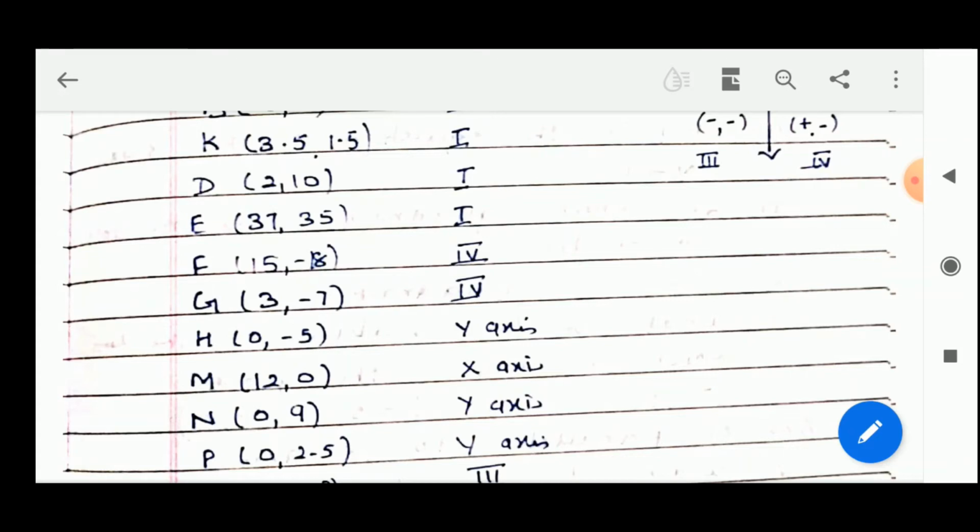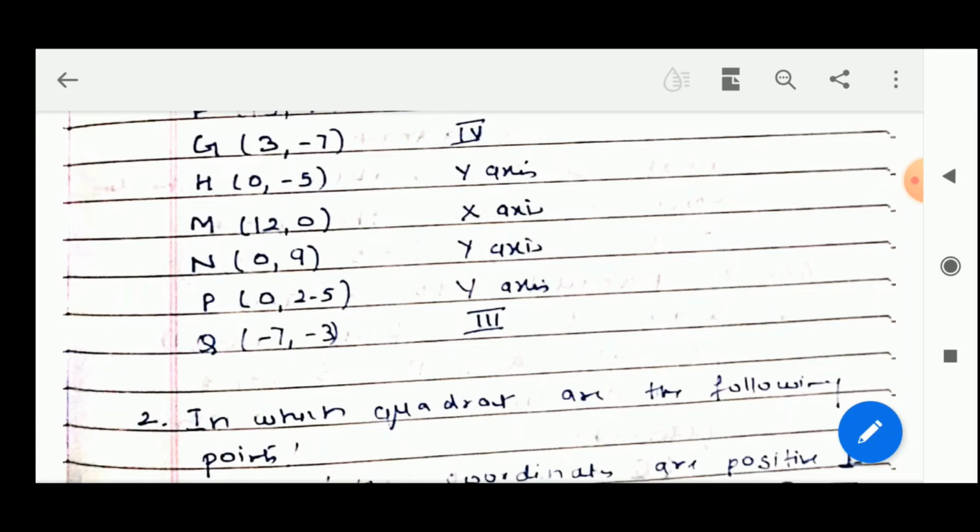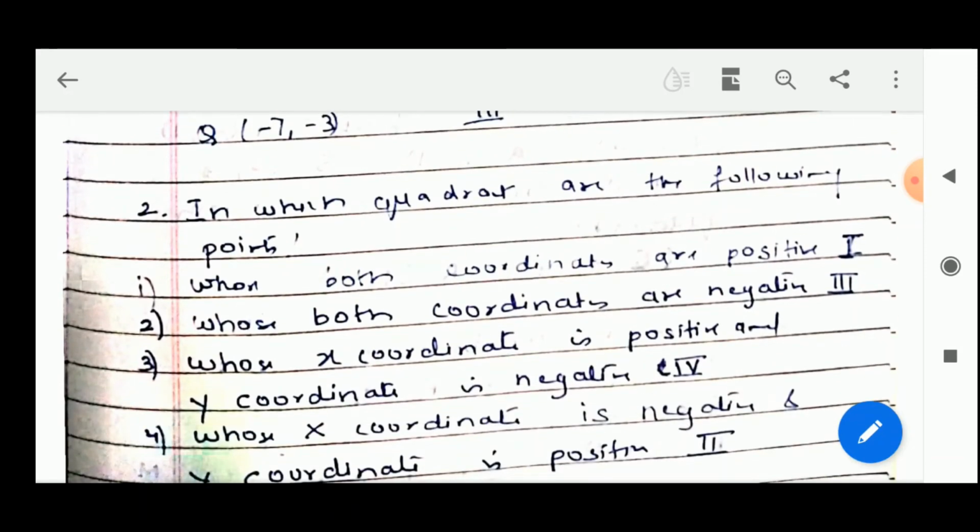H (0, -5) x coordinate is 0, so lies on the y axis, M (12, 0) x coordinate is positive, y coordinate is 0, so it lies on the x axis, N (0, 9) it lies on the y axis, (0, 2.5) it lies on the y axis, then Q both the coordinates are negative, it lies in the third quadrant.